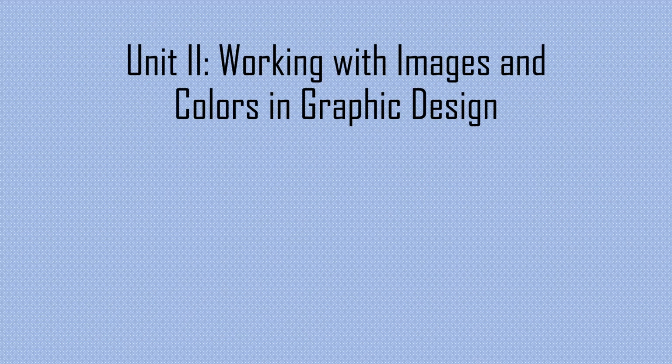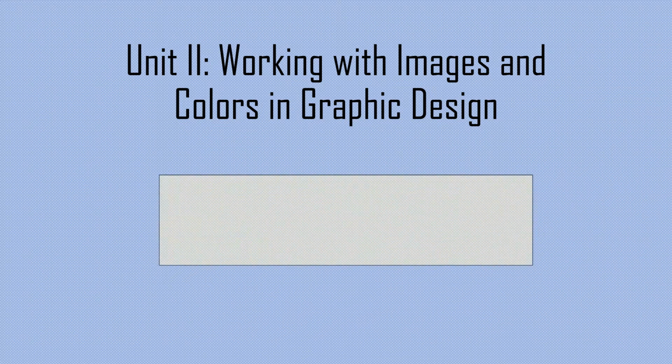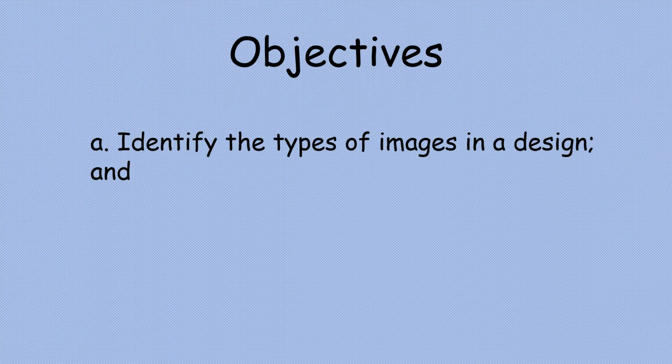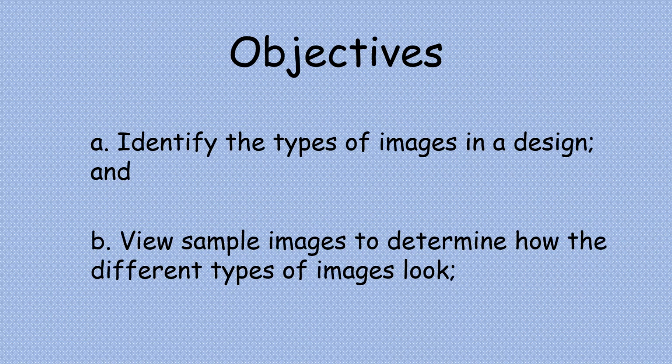So we will be discussing Unit 2, Working with Images and Colors in Graphic Design, and that is Understanding Image Types. To begin with, let's have first the learning objectives. First is to identify the types of images in a design, and the second one is to view sample images to determine how the different types of images look.